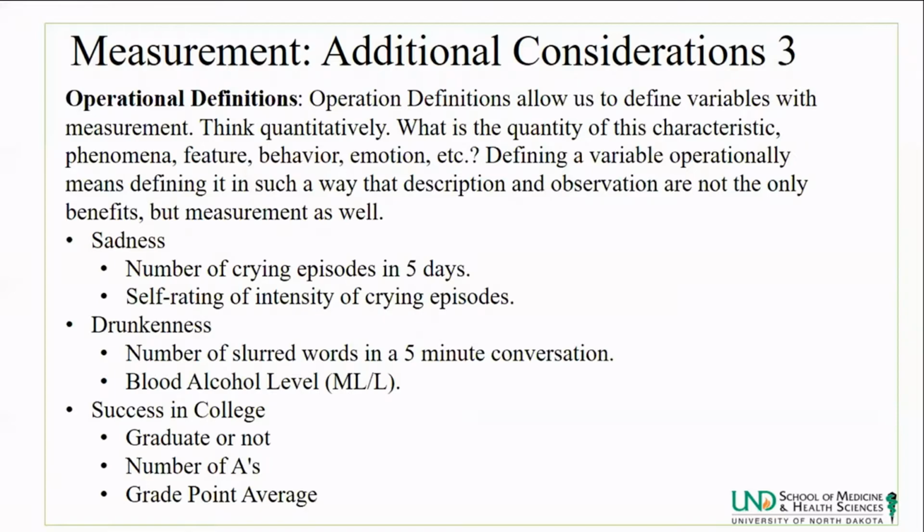So sadness here, number of crying episodes in 5 days, self-rating of intensity of crying episodes. Drunkenness, you can measure this a variety of ways. The number of slurred words in a 5-minute conversation. You could also measure it more directly, perhaps, with blood alcohol level. Sort of, yeah. Success in college. There's a variety of ways to measure that. Graduate or not. The number of A's, the grade point average, and so on. So it's important when you're talking about, okay, how are we going to define success in college? Well, let's try to define it the way we would measure it, right? So that's operationally defining something.